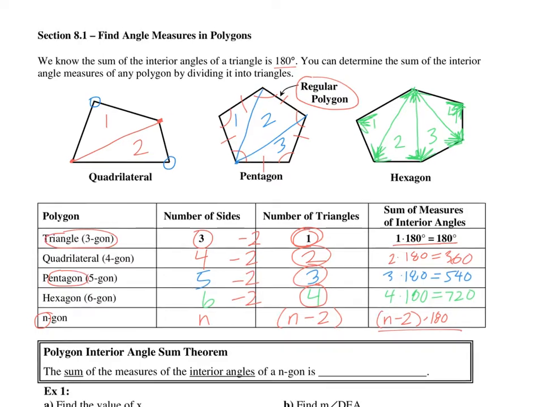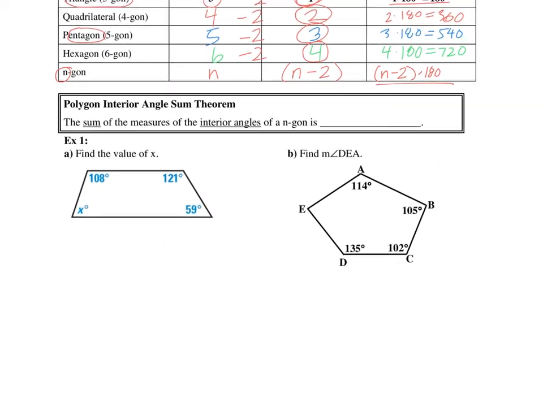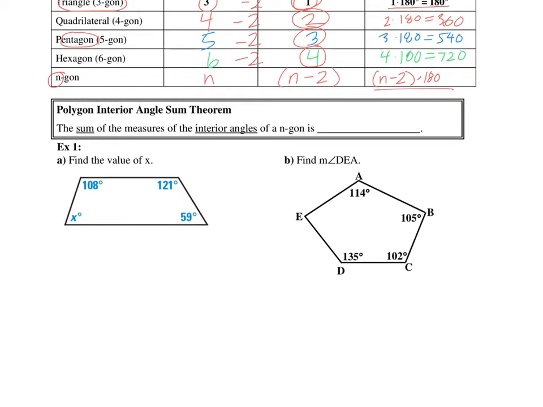So we have this formula now to work with, the polygon interior angle sum theorem. The sum of the measures of the interior angles of an n-gon is n minus 2 times 180. If you don't understand 100% how we came up with that formula, please make sure to ask for help. Going to example 1, let's apply this formula now.